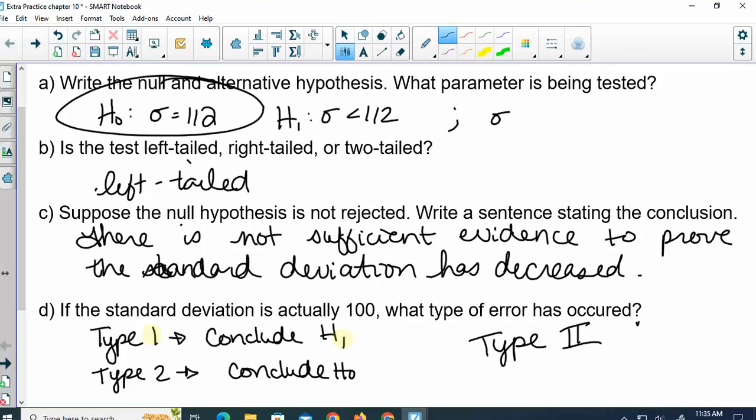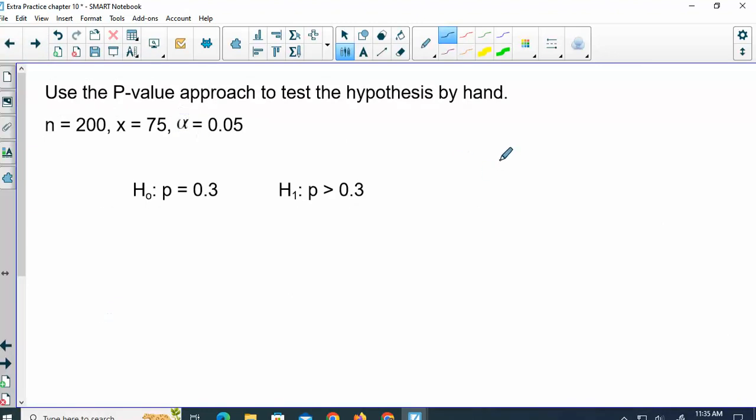Any questions on that one? Okay. I want to test one by hand. So if I'm talking about P's, are we using Z or T? Z's. Okay. First, we always need to do what? Criteria.